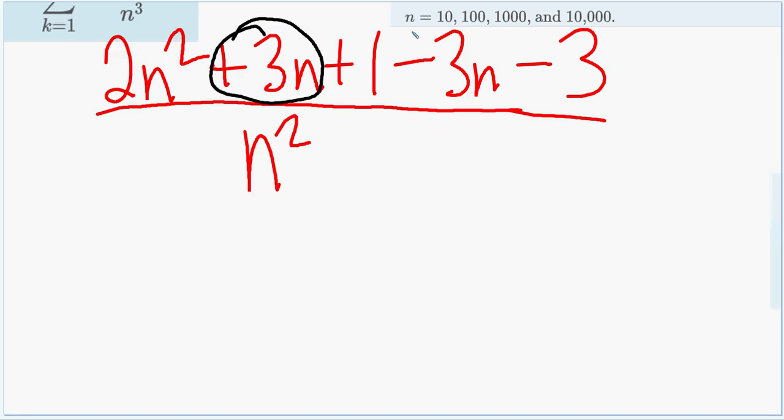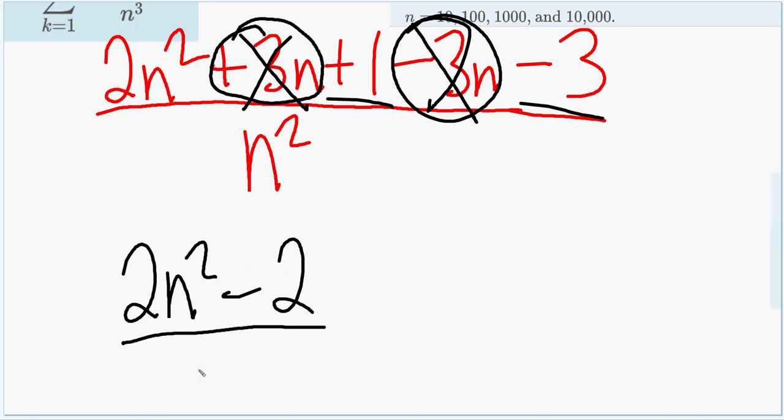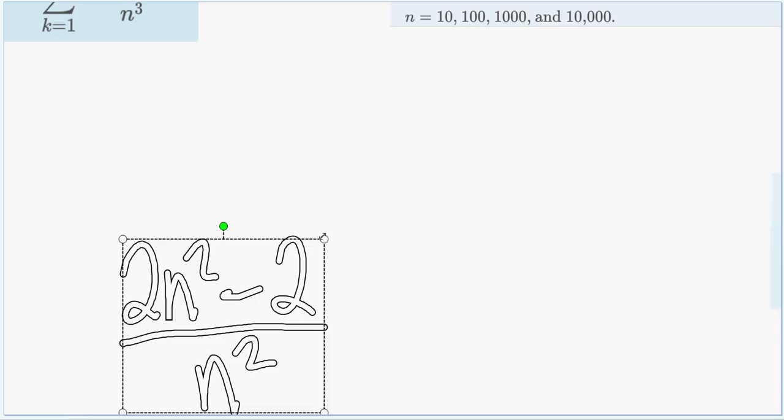Positive 3n and negative 3n will cancel. The positive 1 and the negative 3 will combine. So now we've got (2n squared minus 2) over n squared. In the WebAssign problem, based on this, that will go in the first box. They want our simplified expression.